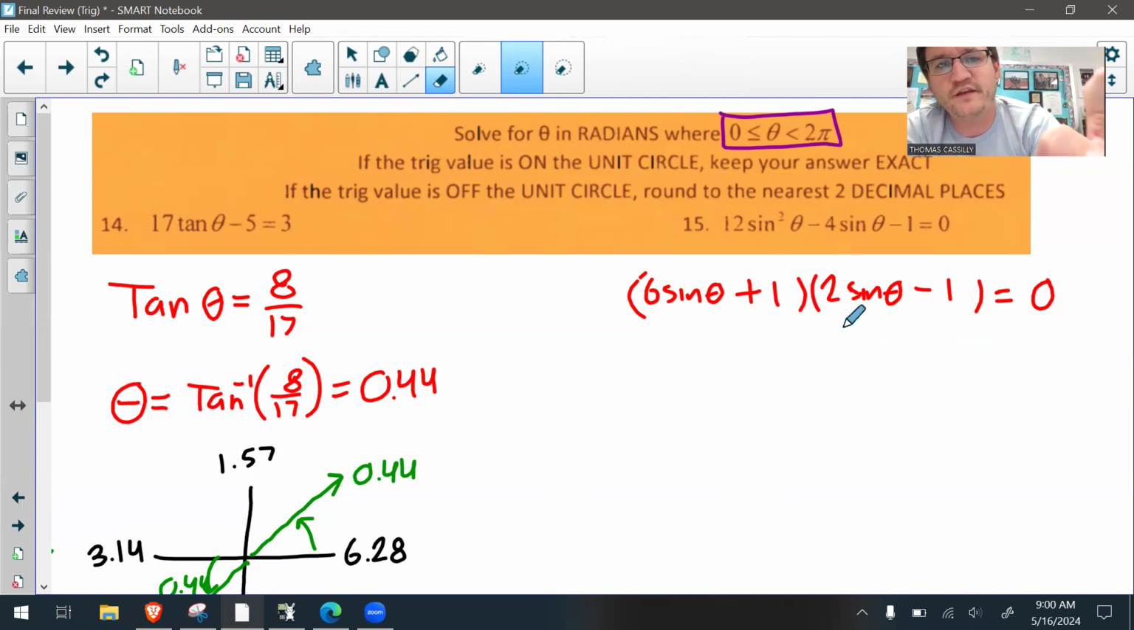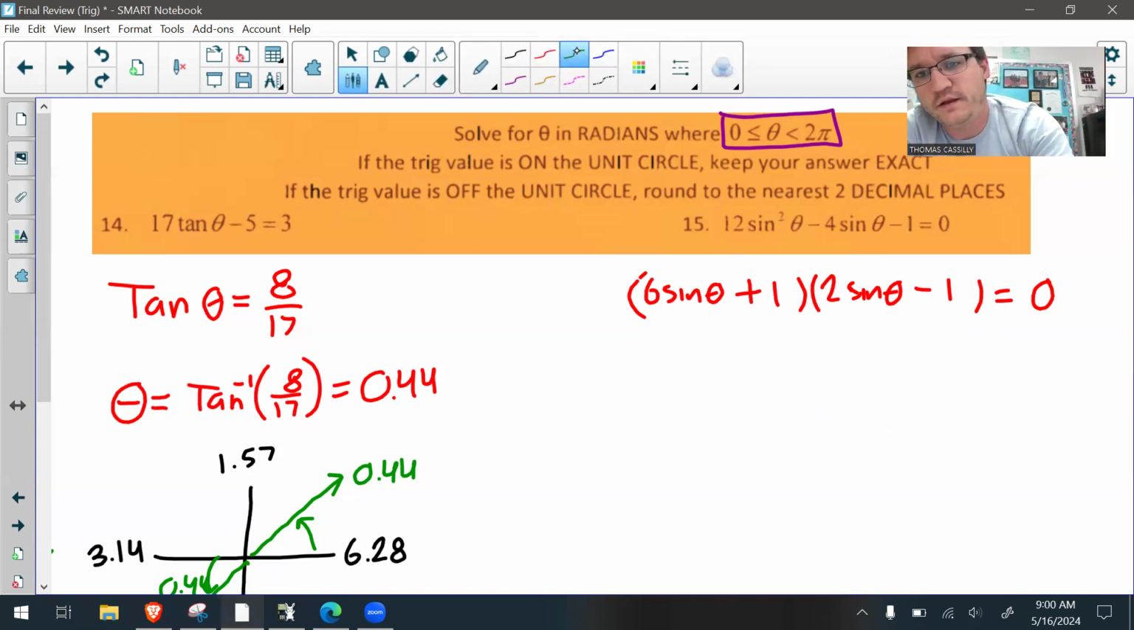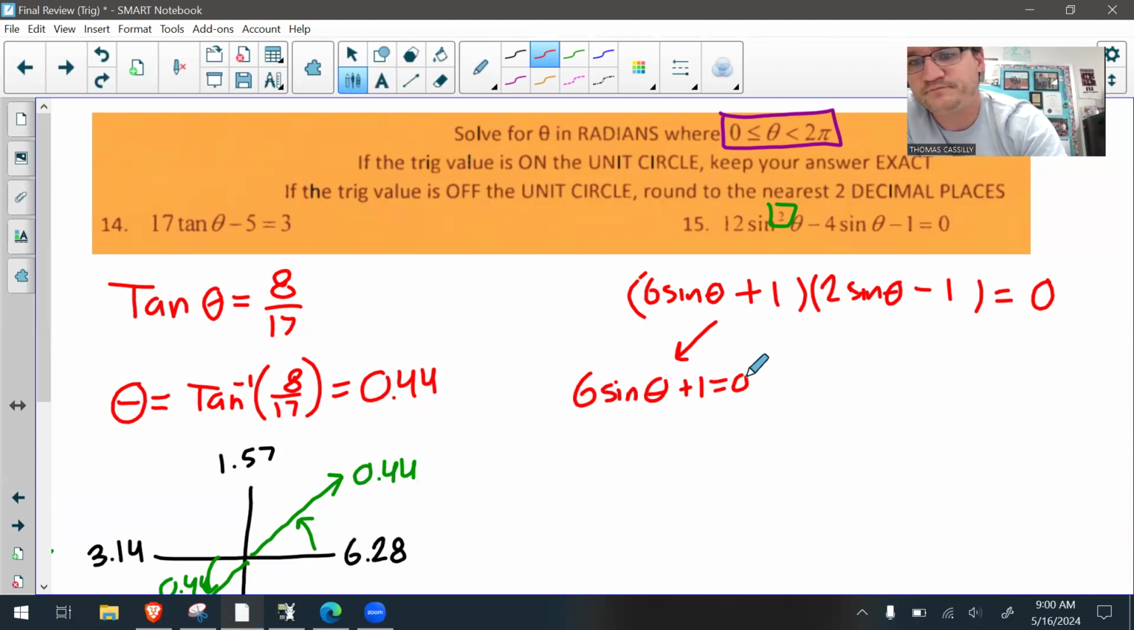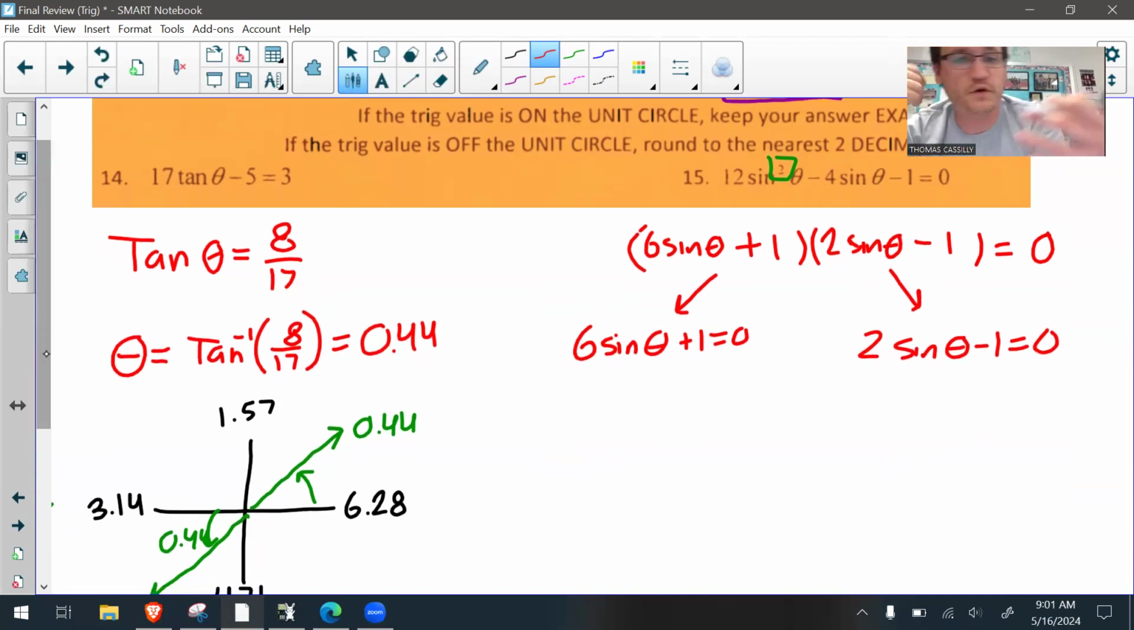Again, we have that sine squared in there. Anytime you have that sine squared, it's going to be 4 answers. So we take each one of these factors and we set them equal to 0. So 6 times the sine of theta plus 1 equals 0. That's the first one. And the other one is 2 times the sine of theta minus 1 equals 0. Take each one and solve them.